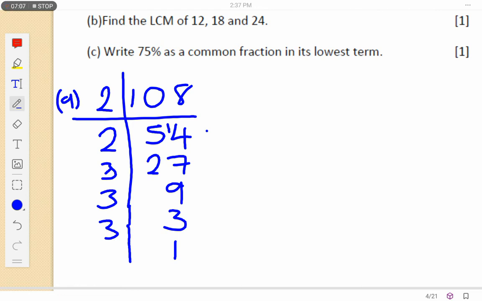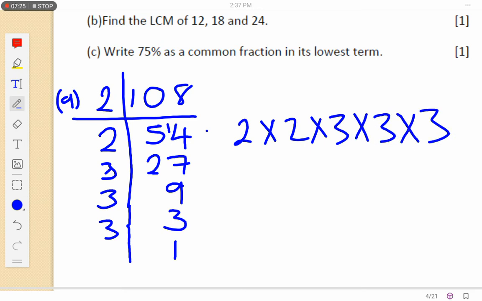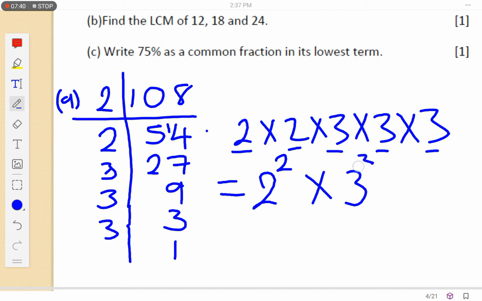So it means the prime factors for 108 are 2 times 2 times 3 times 3 times 3. Then writing them properly, how many 2's? I've got 2, so I say 2 to the power of 2, times, then for the 3's, 1, 2, 3, 3 to the power of 3. So these are the prime factors for that question.